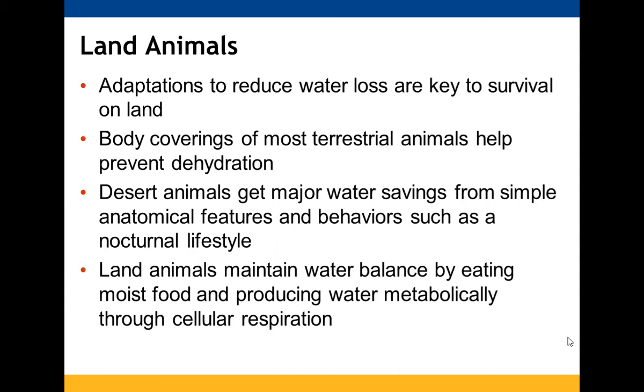Land animals have undergone adaptations to minimize water loss. Body coverings help prevent dehydration. Desert animals are able to get or retain water through some anatomical features and also by living primarily at night. Land animals in general maintain water balance by eating moist food and producing water from cellular respiration.